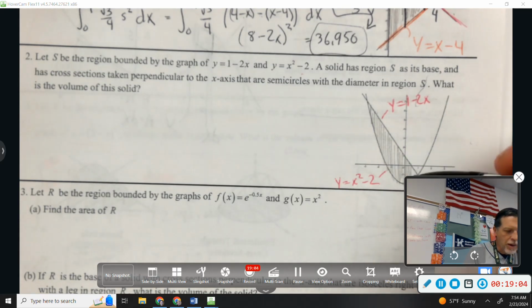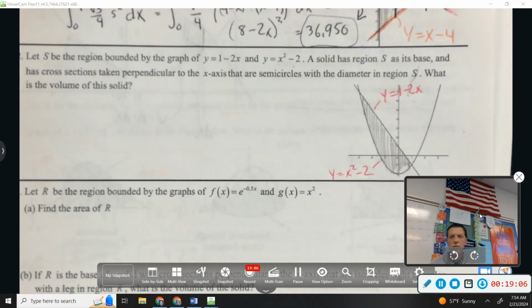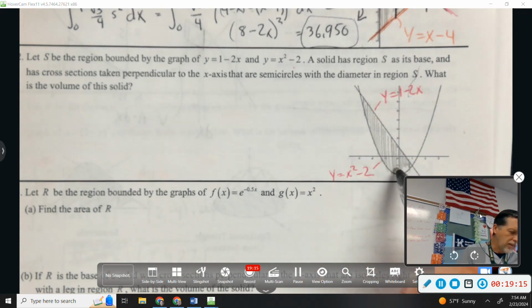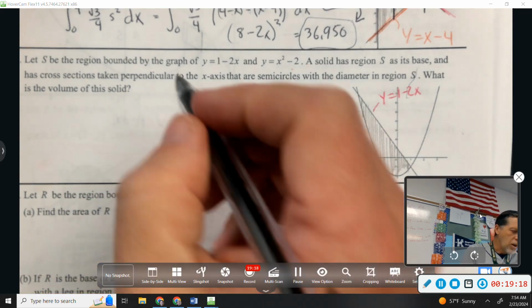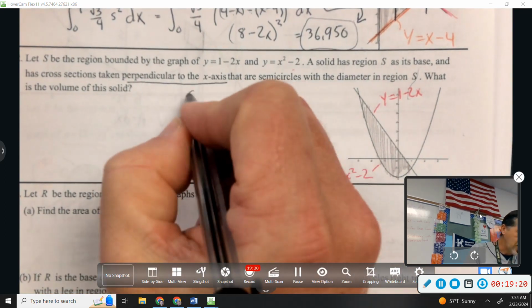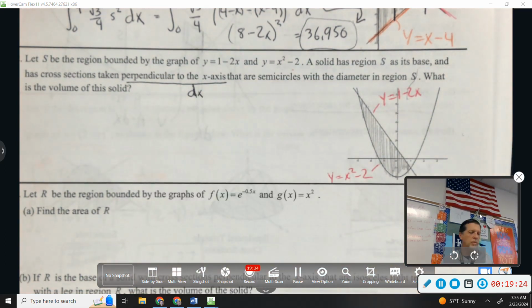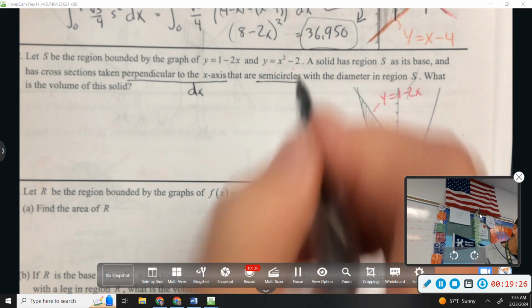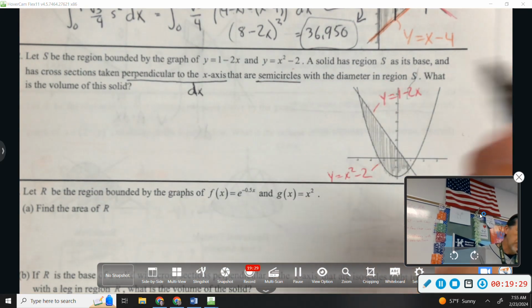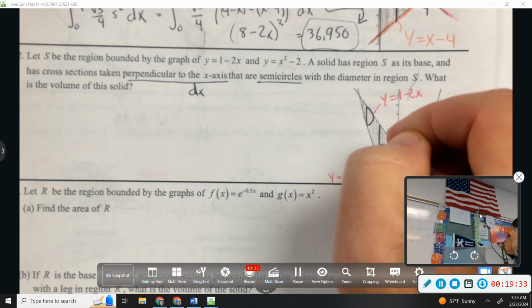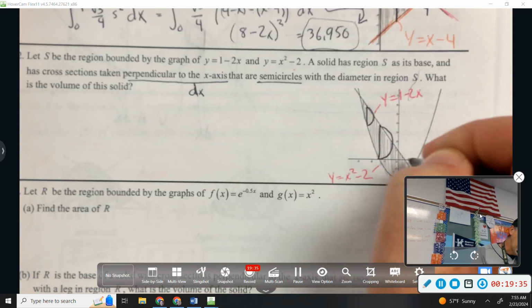So that region, again, on Wednesday we would have found the area of that region. Today we're going to build something coming up out of that base. A solid has region S as the base and has cross sections perpendicular to the x-axis. So that means their thickness is dx, so it's a dx problem. That are semicircles, diameters in the region S. So that means we've got semicircles coming up out of the page here.